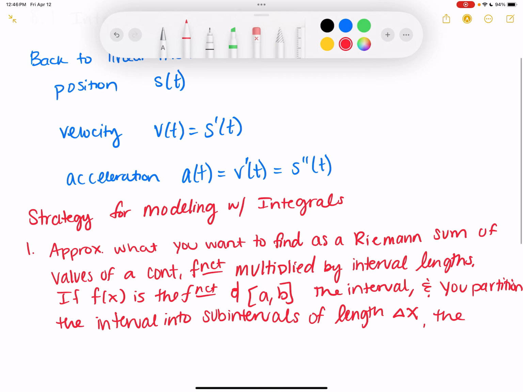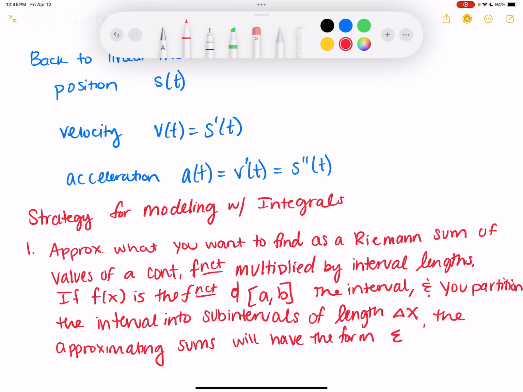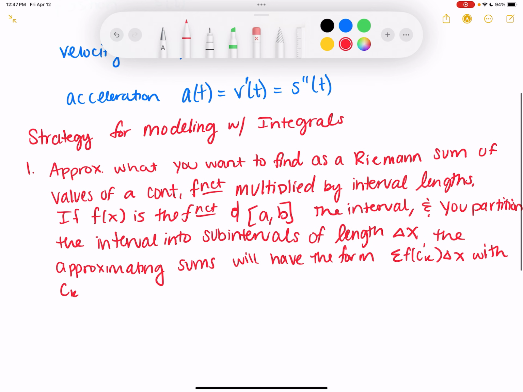the approximating sums will have the form summation of f of c sub k delta x, with c sub k a point in the kth subinterval.